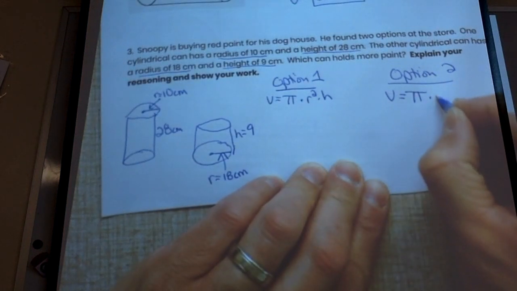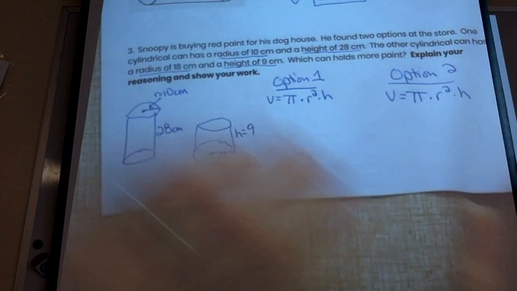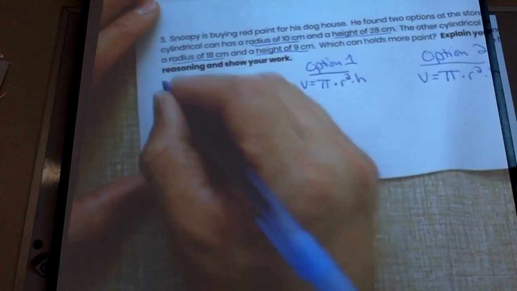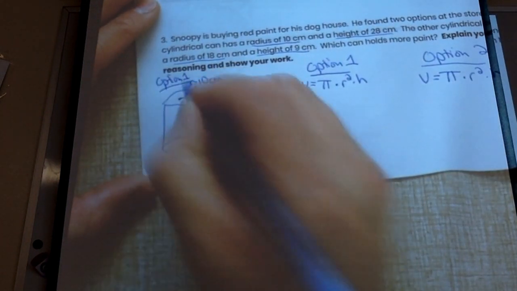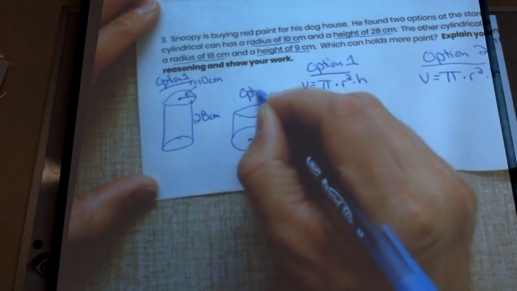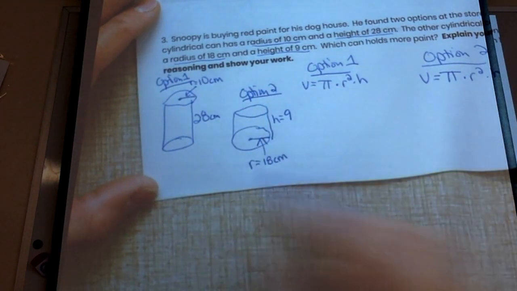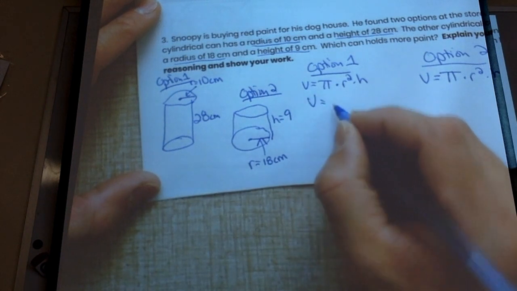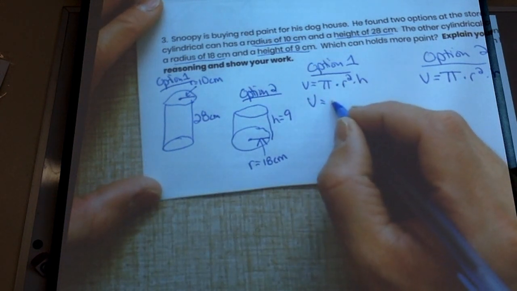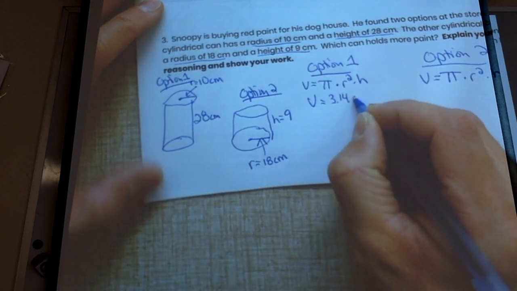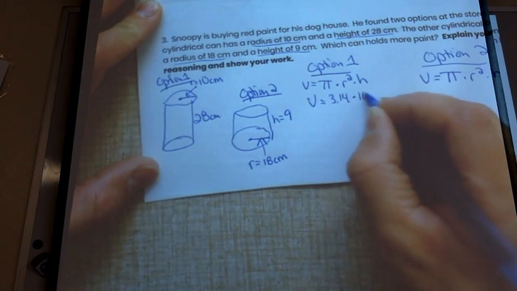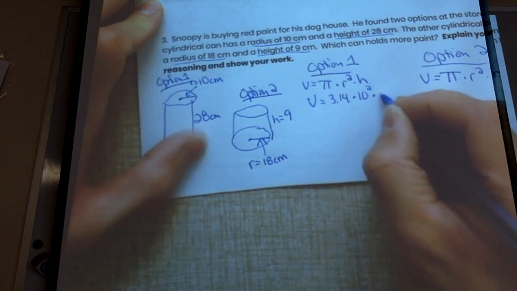Pi times radius squared times our height. So we're going to use option 1. This one is our option 1, our first drawing, and option 2. So volume equals pi. I'm going to use 3.14 times our radius, in this case it's 10, so it's 10 squared, times our height of 28.